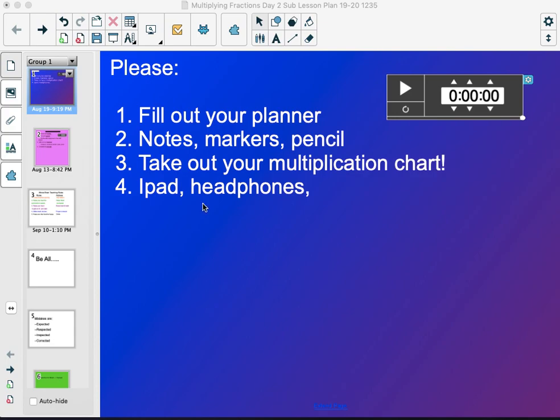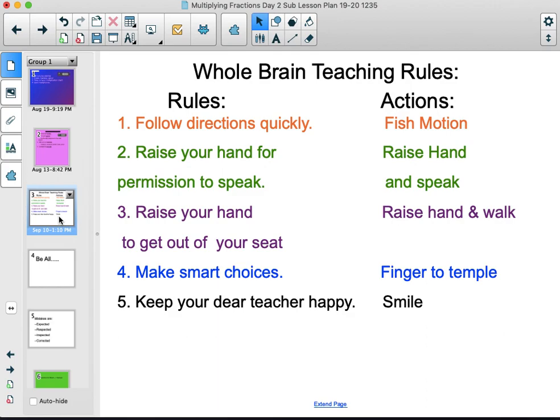Next, let's just go over the rules. I expect you to follow directions quickly. Raise your hand for permission to speak. Raise your hand to get out of your seat. Please make smart choices and be respectful of your teachers and your classmates today.